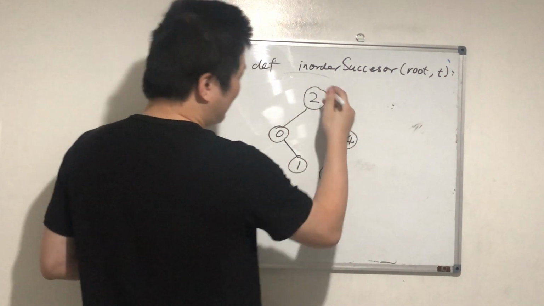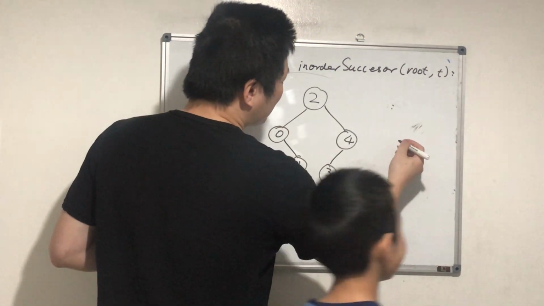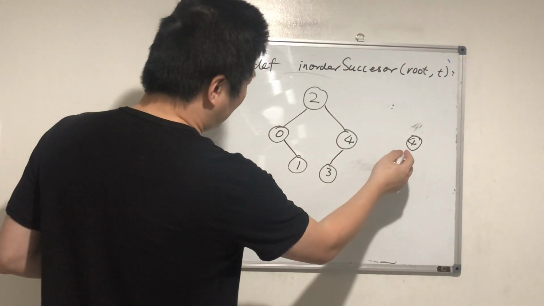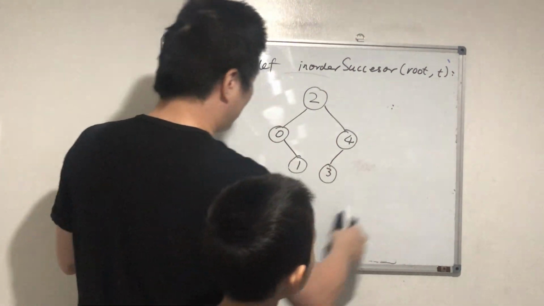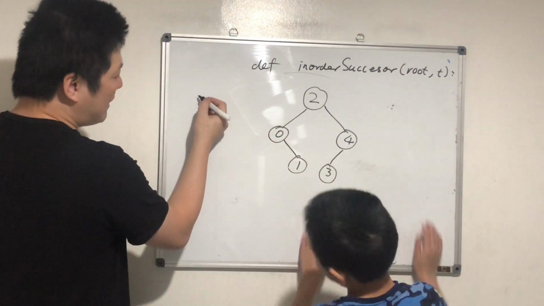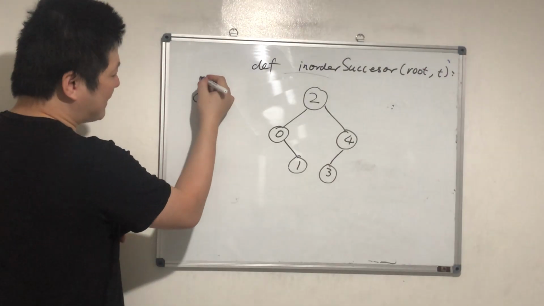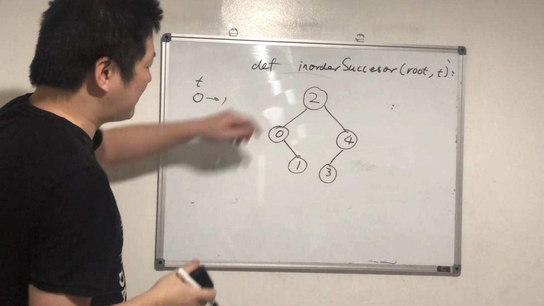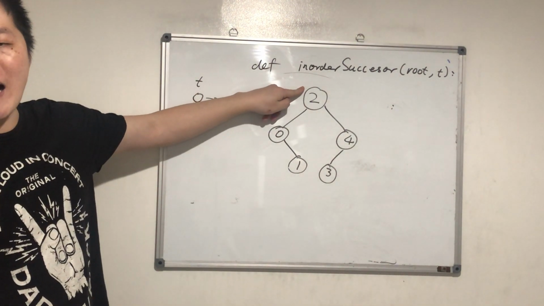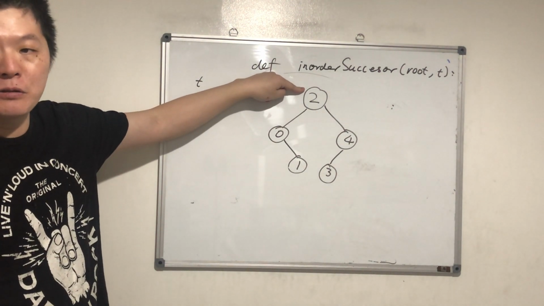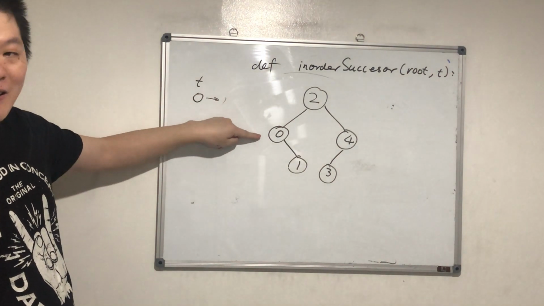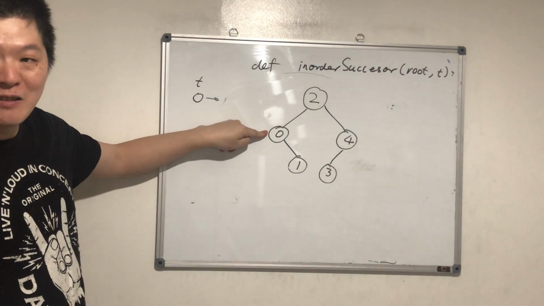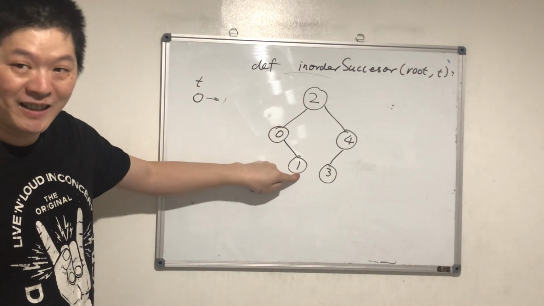It'll be number 4. If I want to look for number 4, for example, I want to find the successor. Maybe this is not a good example. Maybe 0. If I want to find the successor next to 0, there will be 1, right? Is 0 smaller than 2? Yes, I go this way. Is 0 smaller than 0? No, I go to the right.